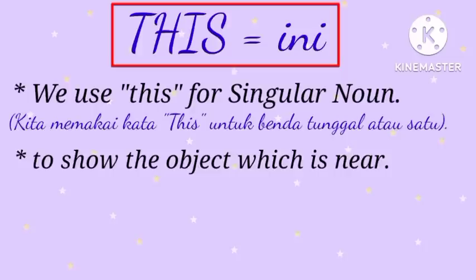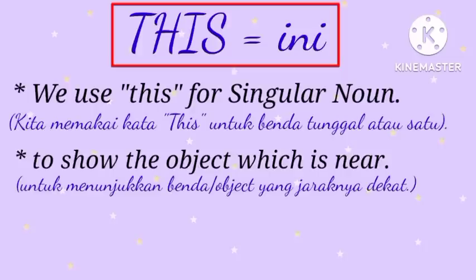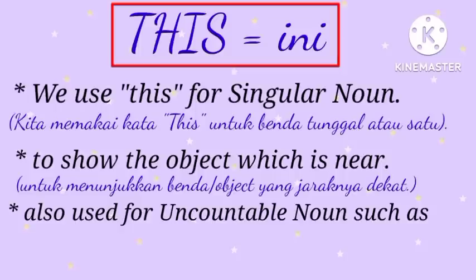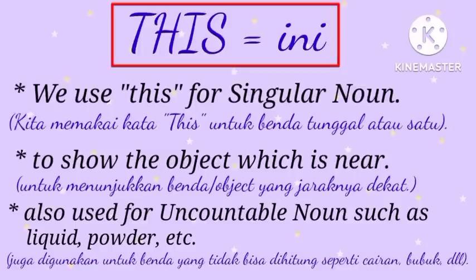And then to show the object which is near. Untuk menunjukkan benda atau objek yang jaraknya dekat. Okay, jadi kalau dia dekat, kita memakai kata this. And then, we will also use it for uncountable noun, such as liquid, powder, etc. Juga digunakan untuk benda yang tidak bisa dihitung, seperti benda yang berbentuk cairan, bubuk, dan lain-lain.